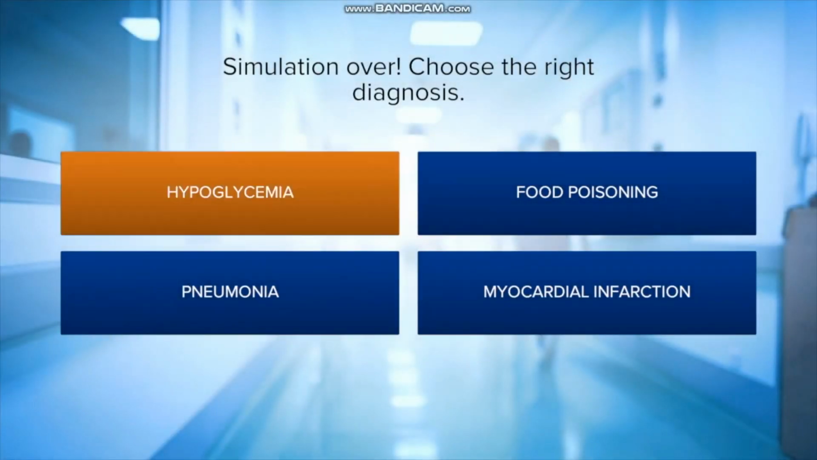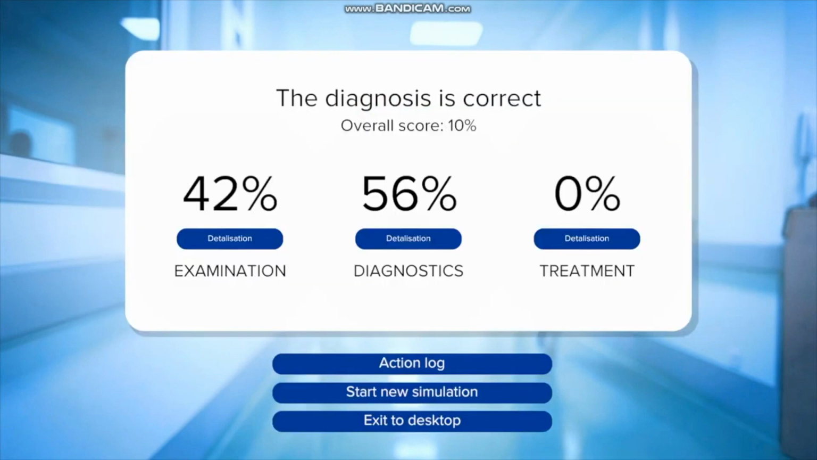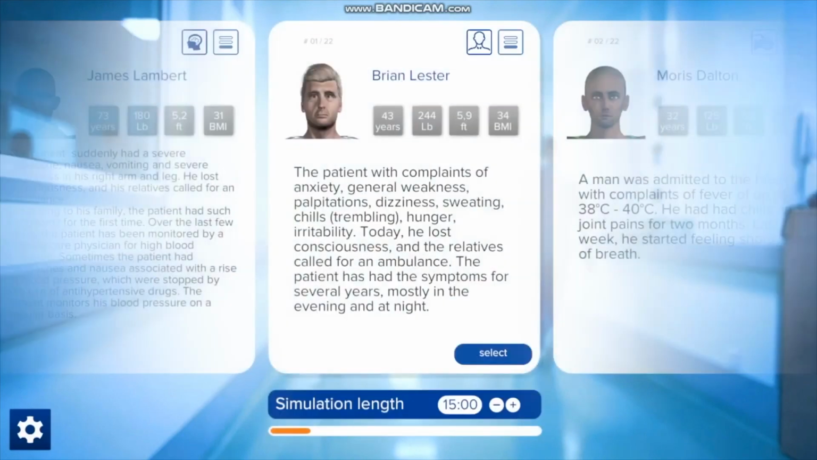So in this case, it was hypoglycemia, and my diagnosis was correct. So it'll also give you a percentage of how well you did. So I did 42% of the examination, 56% of the proper diagnosis, and I didn't do anything to treat hypoglycemia. So once you finish that, you just press Start New Simulation, and you can pick anything else that you want.